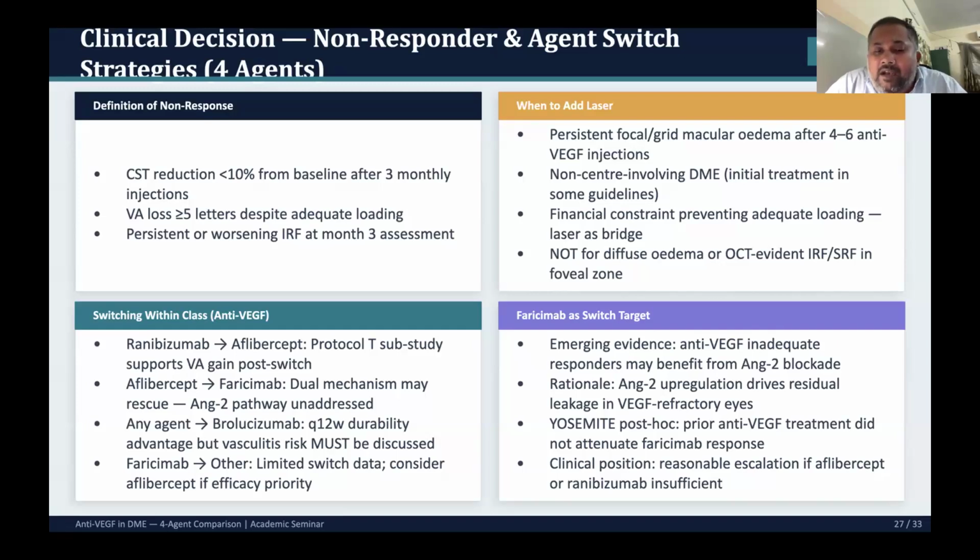So let's look at faricimab as a switch target. Emerging evidence: anti-VEGF inadequate responders may benefit from Ang2 blockade. The rationale is that Ang2 upregulation drives residual leakage in VEGF-refractory eyes. A YOSEMITE post hoc study shows that prior anti-VEGF treatment did not attenuate faricimab response. So clinical position: reasonable escalation if aflibercept or ranibizumab is insufficient.